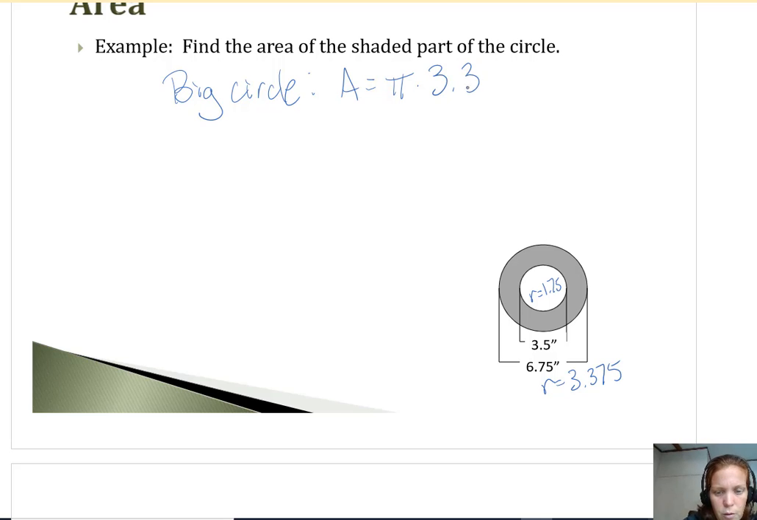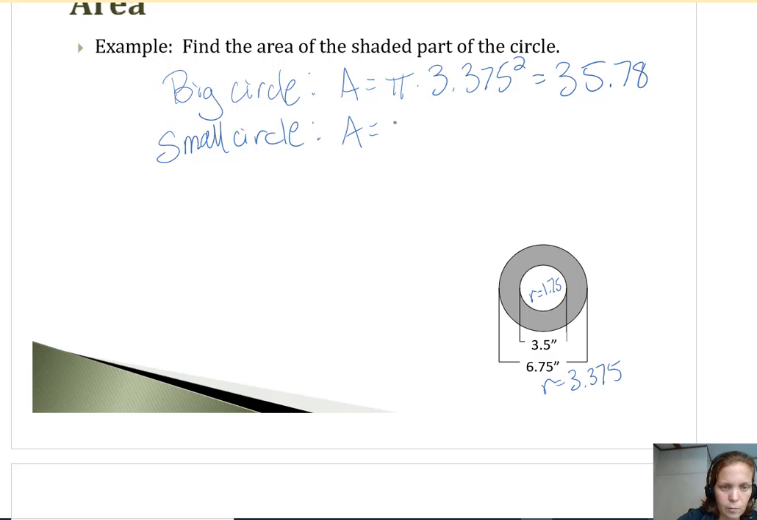So pi times 3.375 squared is 35.78. And then the inside one will be pi times 1.75 squared. That is 9.62 if I go to the hundredths. So then we'll have to subtract those. And I'm getting 26.16 inches squared.